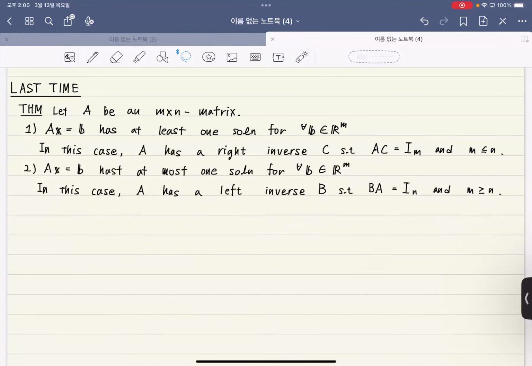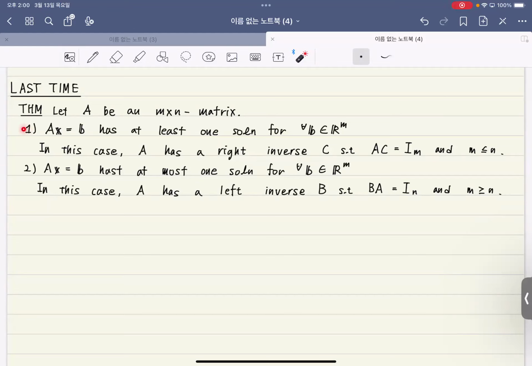Okay. All right. So where was I? We have been discussing the right inverse and left inverse. Technically speaking, an inverse matrix only exists for a square matrix. Even if your matrix is not square, you cannot get an inverse matrix, but you may have a right inverse or left inverse.